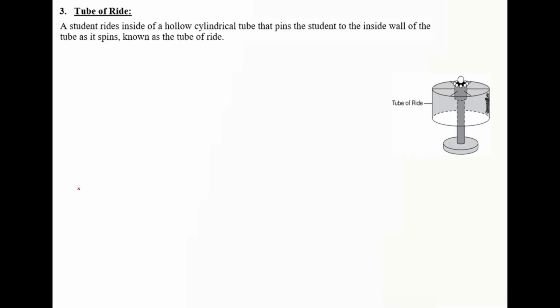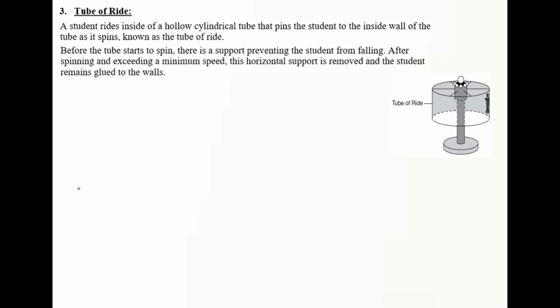Now section 3, tube of ride. So all of these are applications of circular motion. A student rides inside a hollow cylindrical tube that pins the student to the inside wall of the tube as it spins, known as the tube of ride. Before the tube starts to spin, there is a support preventing the student from falling. After spinning and exceeding a minimum speed, this horizontal support is removed and the student remains glued to the walls.